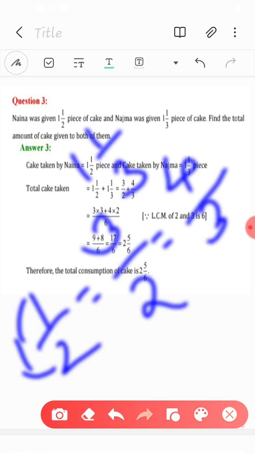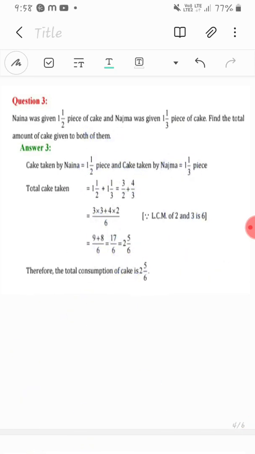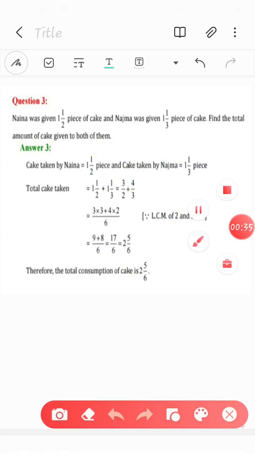3 by 2 and 4 by 3 are the fractions. We have to add them. So for 2 and 3, the LCM we are getting is 6. After finding the LCM, 6 divided by 2 will be 3, so 3 into 3 here. Then 6 divided by 3 is 2, so 2 into 4. 3 into 3 is 9, 4 into 2 is 8. 9 plus 8 is 17. 17 by 6 is an improper fraction.